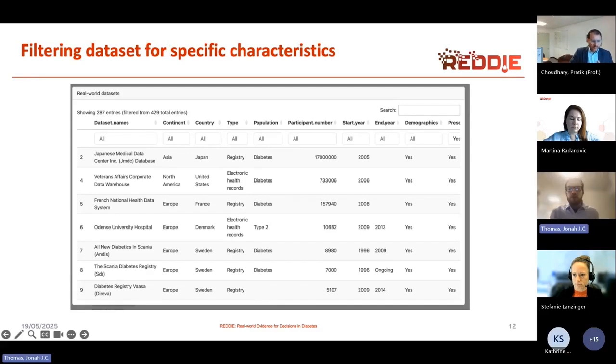Finally, and hopefully this is the thing that's most useful to the research community, all of the data we collected is available on the dashboard in a table. And this table can be filtered down based on the continent of data collection, the country, the type of data, the population, the number of participants, start and end years, and what data was collected. You can also filter this by the access status as well, whether it was open, on request, or closed.